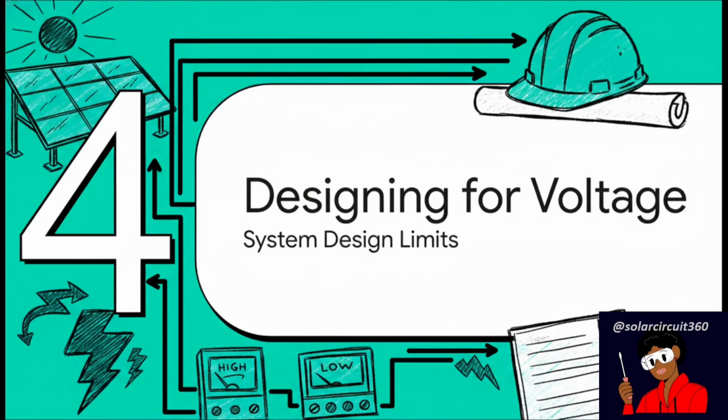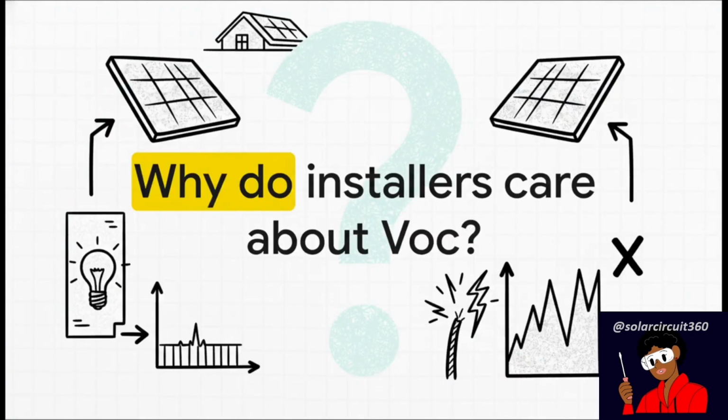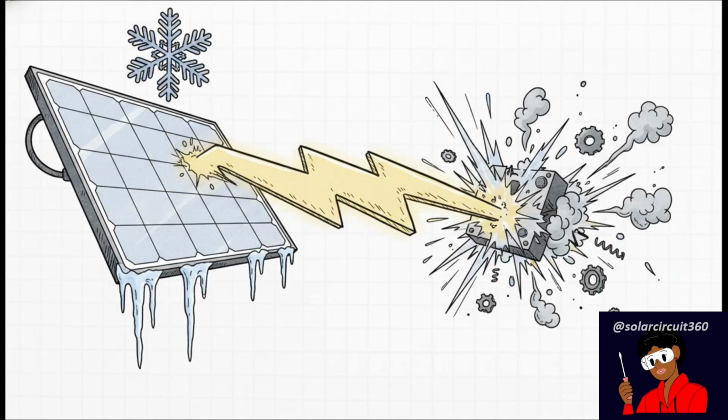So, let's take this into the real world with Section 4, Designing for Voltage Limits. Now, let me pose a pretty critical question to you all. If VMP, maximum power voltage, is our normal day-to-day operating voltage, why do installers even care about VOC? Why worry so much about a maximum voltage that only happens when the panel isn't actively powering anything at all? Well, the answer is a pretty stark warning.